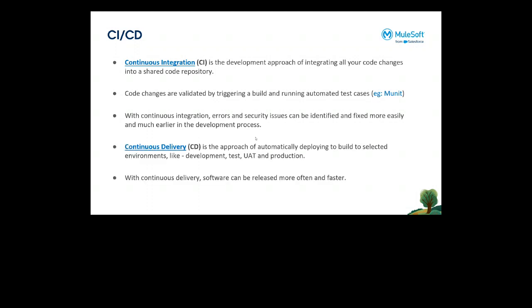And next is continuous delivery. It's the approach of automatically deploying the build artifact to different environments that could be development, UAT, test, and production. If we combine both of these, then we can reduce the manual intervention here. And with the automated process, our software delivery could be more frequent and faster than the classic delivery model.